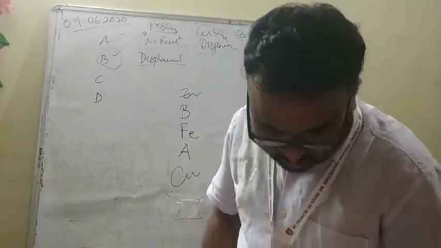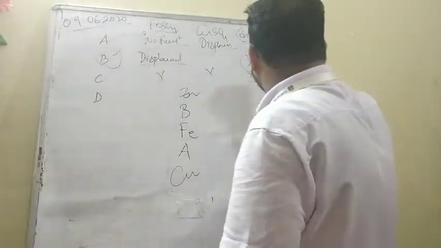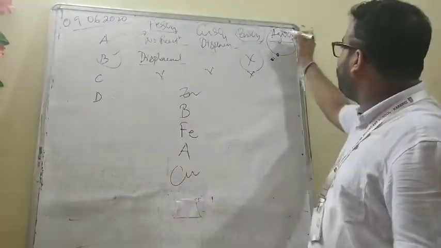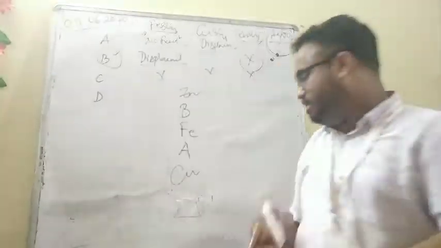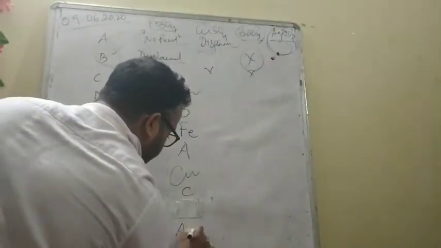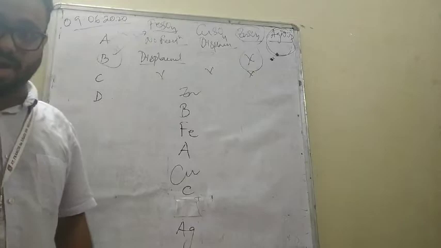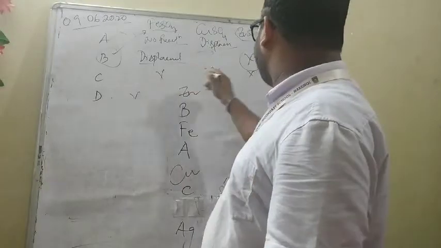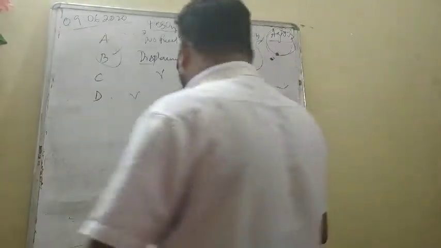Then C. No reaction, no reaction, no reaction. You will see in your book, it reacts with AgNO3. That means C is reacting with AgNO3, which means C will lie above Ag because C is reacting with Ag. Understood? Last one, D. No reaction, no reaction, no reaction. D does not react at all. So D will be at the very last.